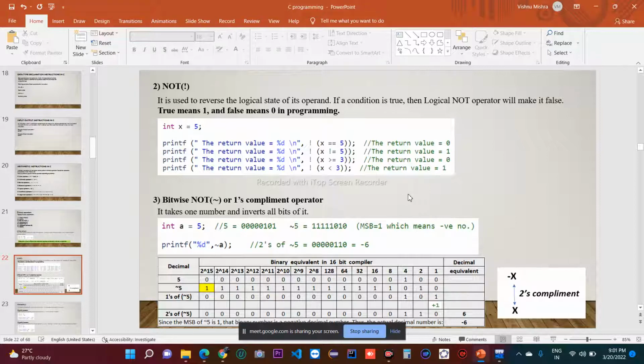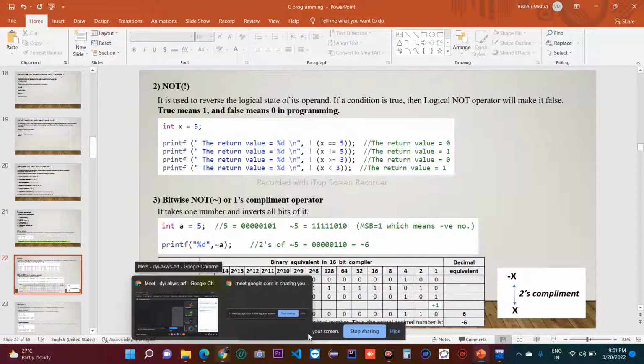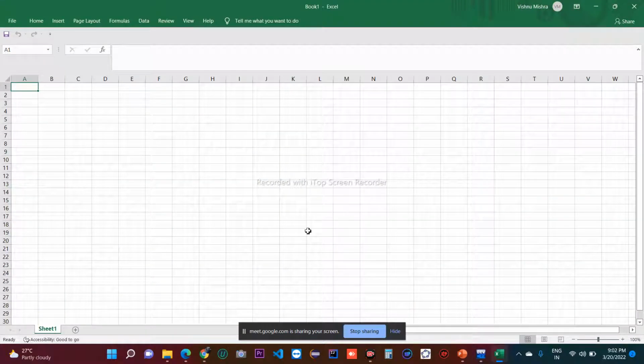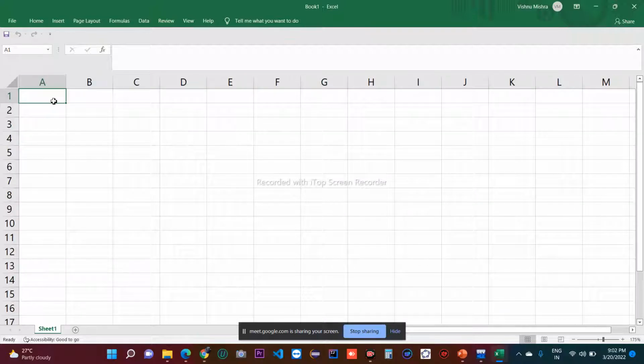First of all, tell me how many of you know the binary and decimal number system. How many of you know? I guess you might have learned this in school, but you have all forgotten. Okay, never mind. I'll teach you.